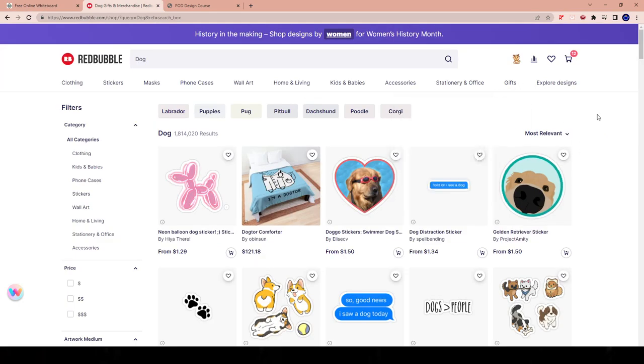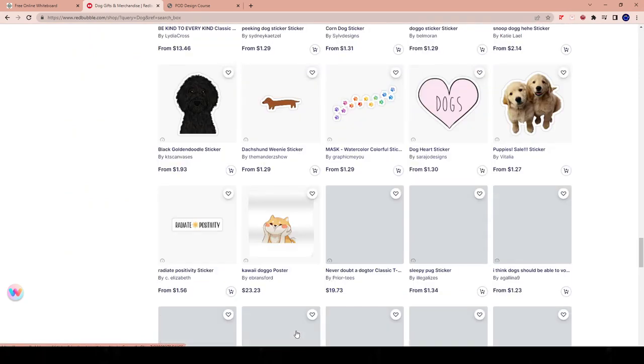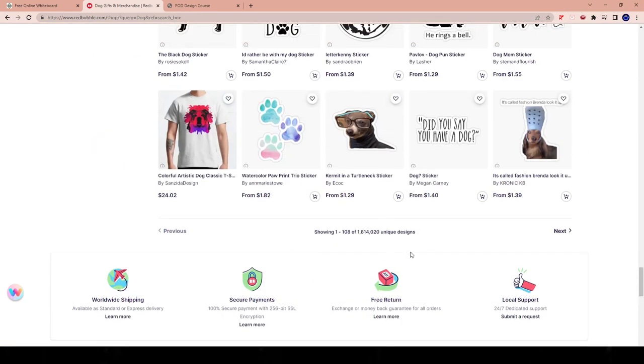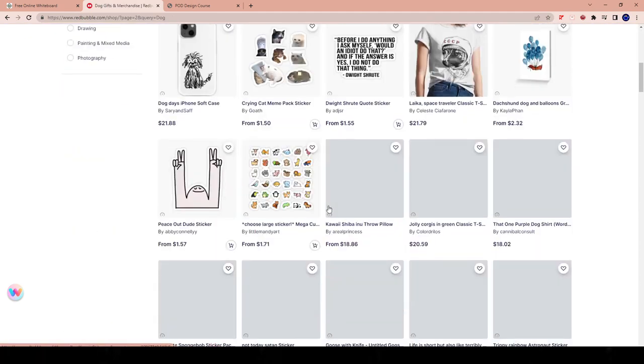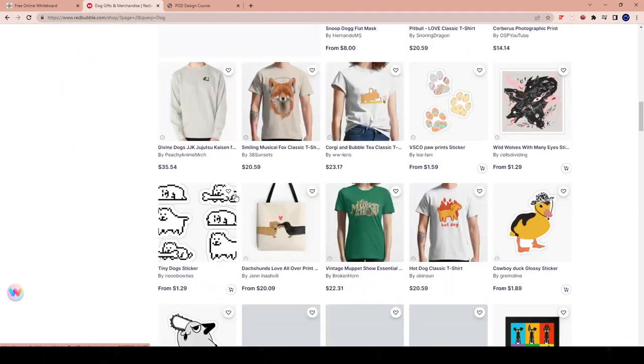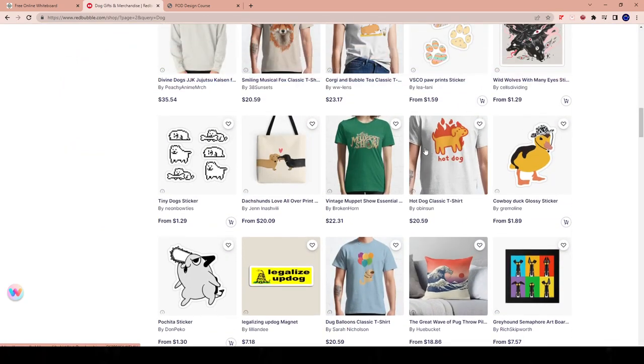So for example, let's go over here to, let's just say page number 2, okay? Let's go to page number 2 for the keyword dog. Do you guys see this design here, for example, that says hot dog classic t-shirt, this design right here? At one point in time, this hot dog t-shirt, or this design, was on page 5. It was on page 10. It was on page 30. It was on page 90.